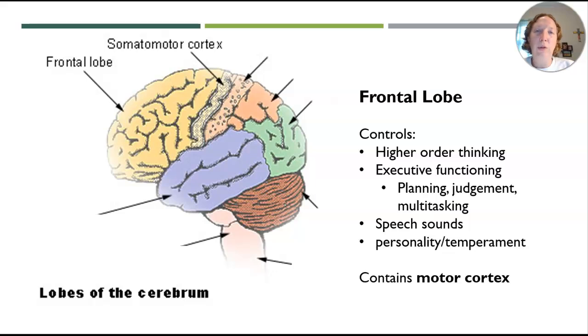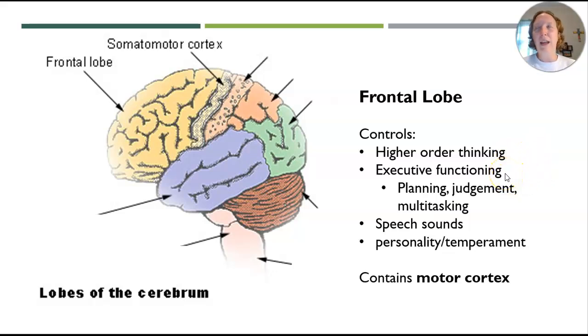I am going to walk you through those 4 lobes of the brain because we need to know them and we need to know what they do. And again, it will feel like a lot, but don't worry, over time we will figure them all out. We're going to start with the frontal lobe. The frontal lobe controls higher order thinking and executive functioning.